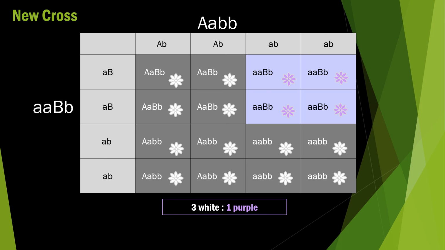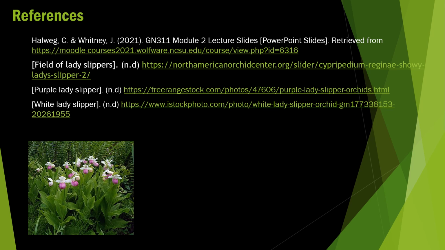Because this is just a normal test cross and not a dihybrid cross, we do not get the specified 13:3 ratio. Hopefully you learned something new about epistasis.